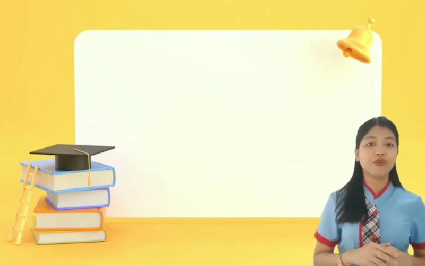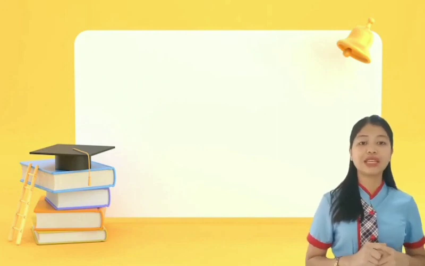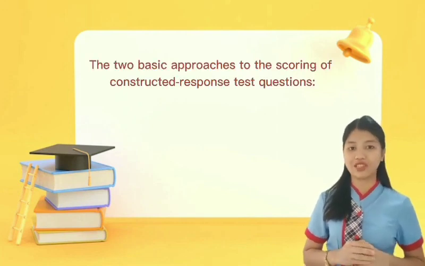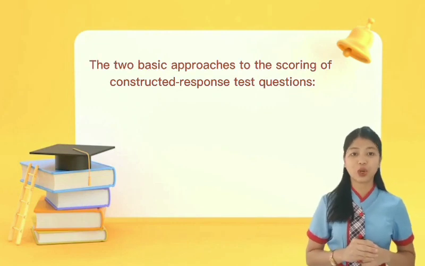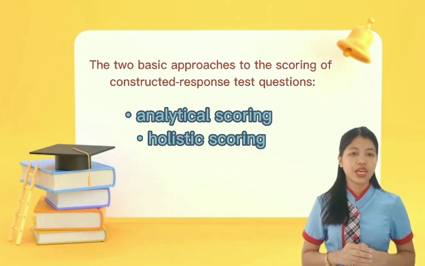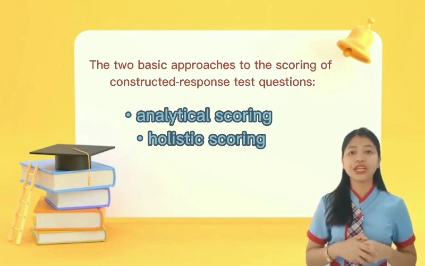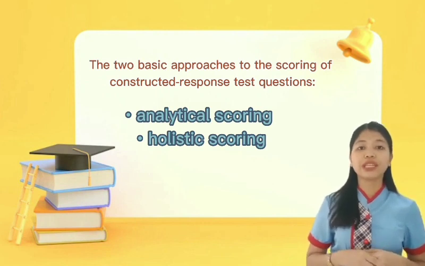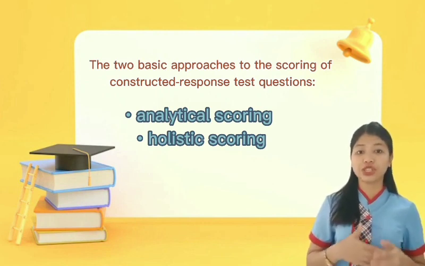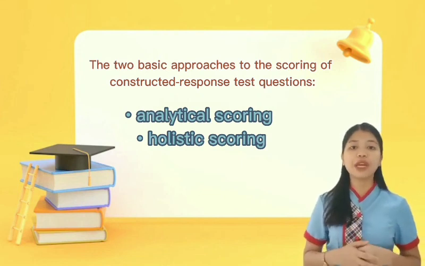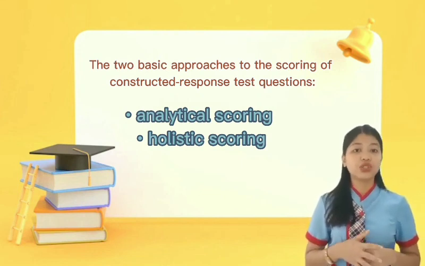So we mentioned earlier the scoring process of the response. Now, there are two basic approaches to the scoring of constructed response test questions. These approaches are called analytical scoring and holistic scoring. In both cases, the scoring is based on a set of guidelines called a rubric. The rubric tells the scorer what features of the response to focus on and how to decide how many points to award to the response.